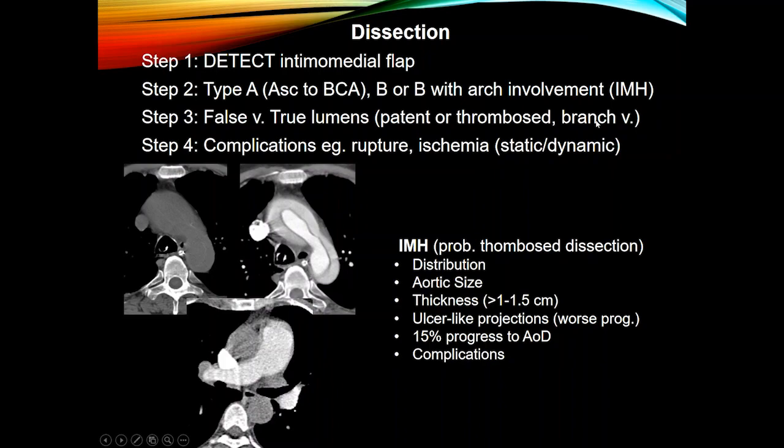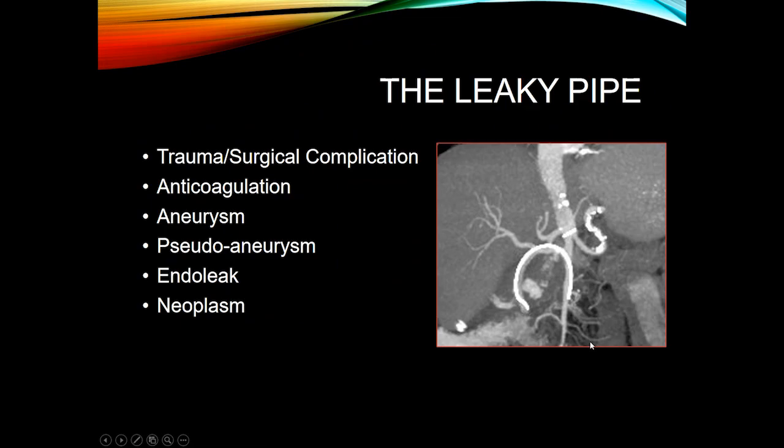You also want to look at the branch vessels. Again, look for end-organ ischemia, which may be caused by the flap itself or by dissection into a branch vessel. Again, most importantly, look for complications such as rupture and ischemia. For intramural hematoma, the distribution, again, is very important. The size of the aorta, thickness of the intramural hematoma, and ulcer-like projections are more prognostic indicators. When it's very thick or there are ulcer-like projections, some of these can lead to aortic dissections and other complications.